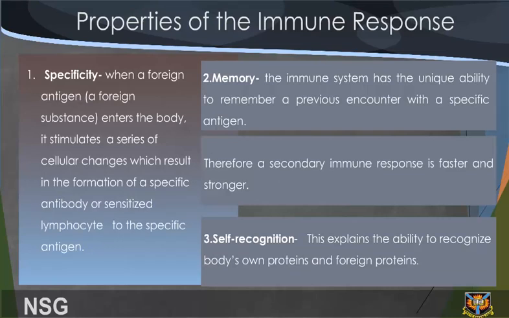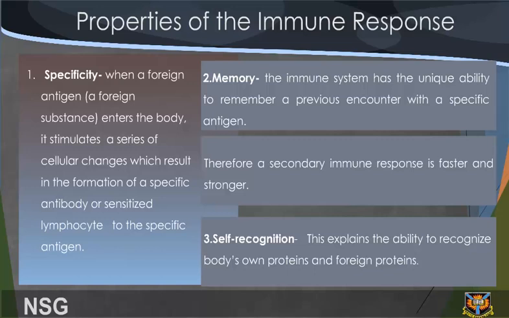1. Specificity. When a foreign antigen, a foreign substance, enters the body, it stimulates a series of cellular changes which result in the formation of a specific antibody or sensitized lymphocyte to the specific antigen. 2. Memory. The immune system has the unique ability to remember a previous encounter with a specific antigen. Therefore, a secondary immune response is faster and stronger.